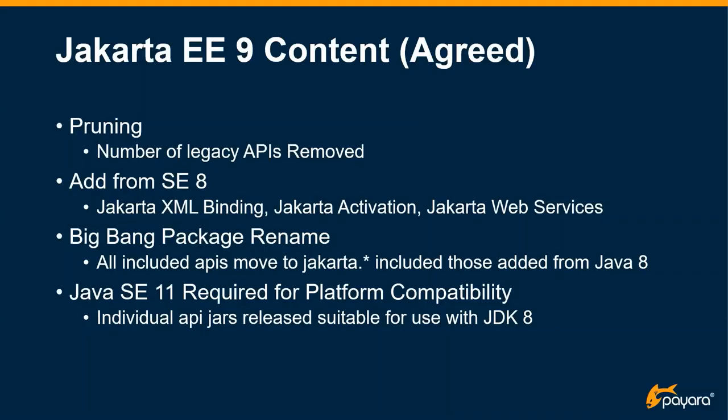So what we're going to do is prune a number of legacy APIs, and they'll be removed completely from Jakarta EE 9. We're going to add in some APIs that used to be in Java SE 8 but are no longer there. They were pruned from SE, and we're going to add those in as optional APIs into Jakarta EE 9. Again, I've got more slides on this. We're also going to move all APIs to the jakarta namespace, including the ones we've added from Java SE 8.